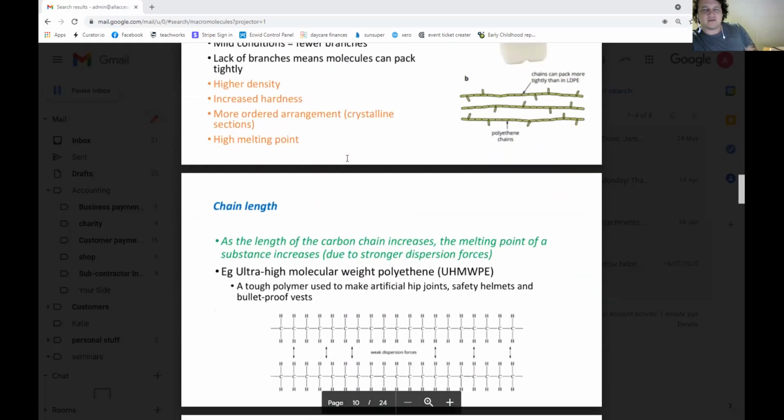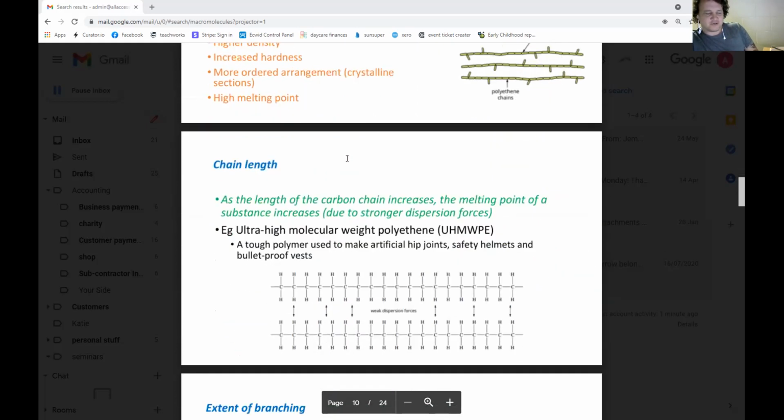So we can now produce what we call ultra high molecular weight polyethylene, whatever you want to call it. And we know, if we go all the way back to the boiling point video 10 weeks ago now, the more dispersion forces between the molecules, the higher the boiling point. The stronger the intermolecular forces, the harder something is.